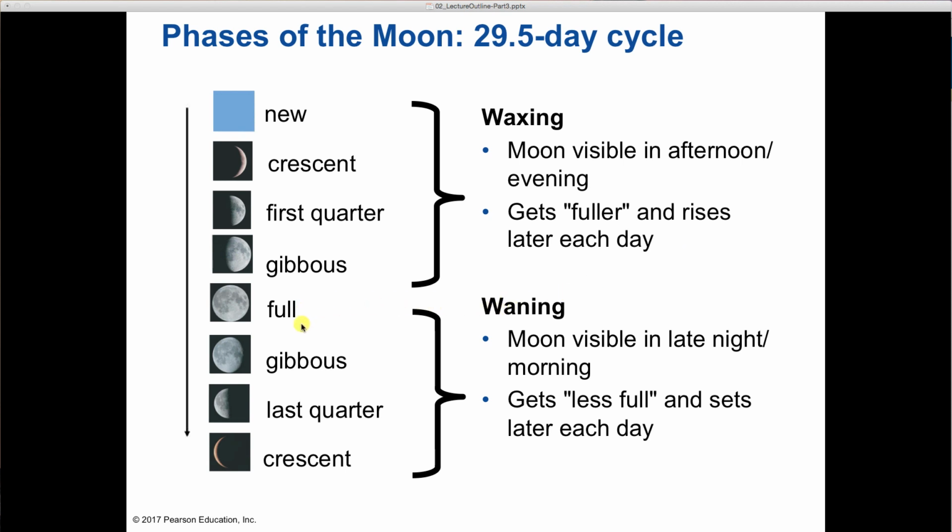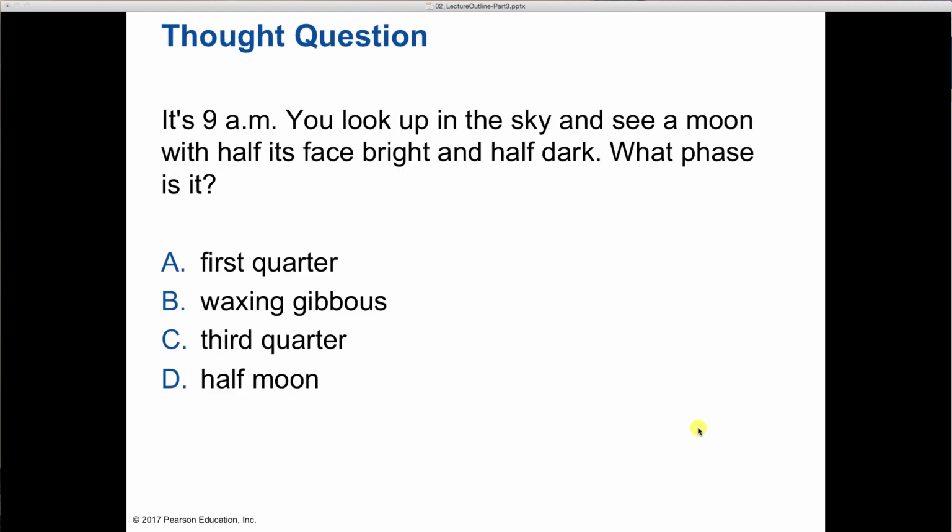And then after full moon, we're losing light. And so the full moon rises when the sun sets. And so this gibbous phase rises after sunset and even further after sunset for these other phases. These moons are getting less and less full, and they set later and later every day.